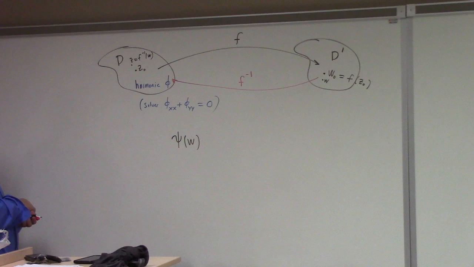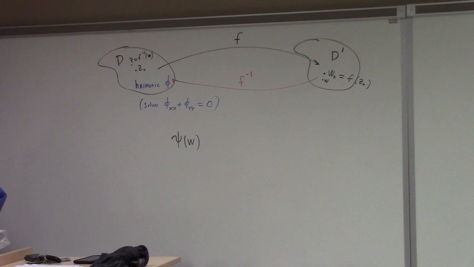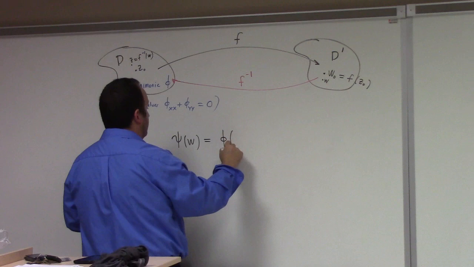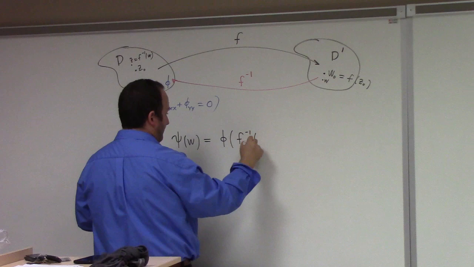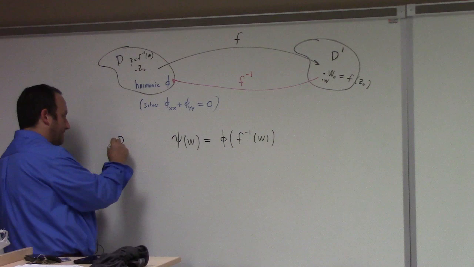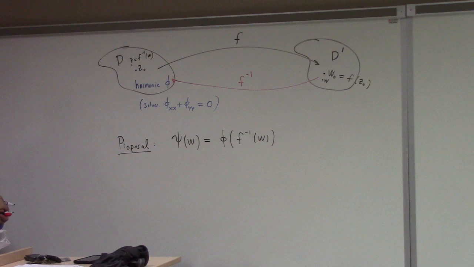So I could say that that's equal to, perhaps this would work, phi of what? f inverse of w. So f inverse of w would be like an input in the z domain, right? So this formula would make sense. That's a reasonable input for the phi function, right? Here's a proposal. So we're given the phi, we're given this function f that's invertible at the point in consideration, and so we can construct this new function psi like so. All right?